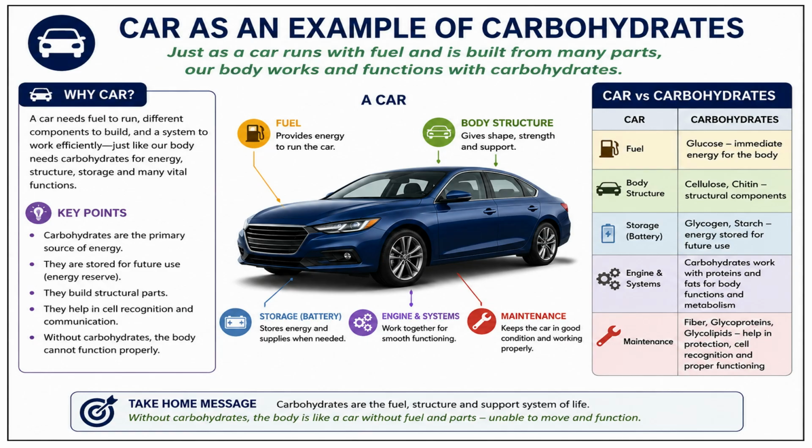For example, cellulose provides structural support in plants, while carbohydrates such as glycoproteins and glycolipids participate in cell recognition and communication. A car can store energy in its fuel tank for later use. In the same way, the body stores carbohydrates as glycogen, mainly in the liver and muscles, for future energy requirements. Plants store carbohydrates primarily as starch.